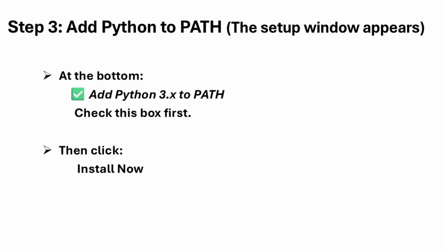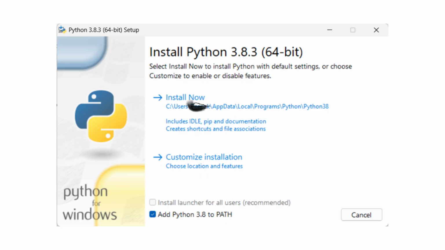Step 3. Add Python to path. Required action. At the bottom, check the box: add python3.x to path. Check this box first. Then click Install Now. You should see something similar to what is shown here.